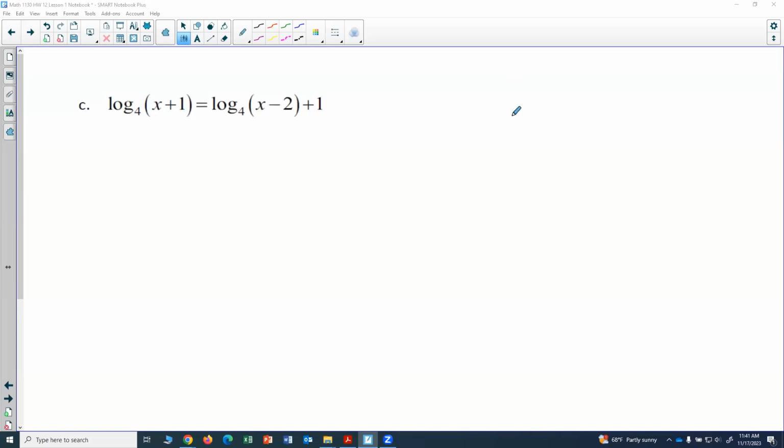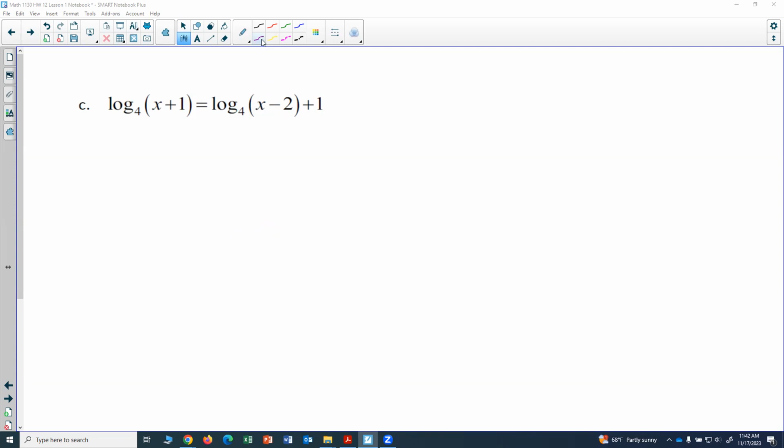So in the last video, you learned how to solve logarithmic equations. And the steps are get all of your logarithmic expressions on one side of the equation and all of your constants on the other side of the equation. Then rewrite the log as an exponential equation. So let's do that here. We have log base 4 of x plus 1 equals log base 4 of x minus 2 plus 1.